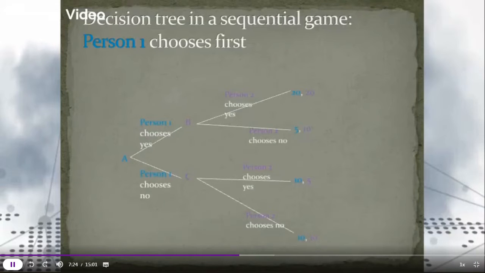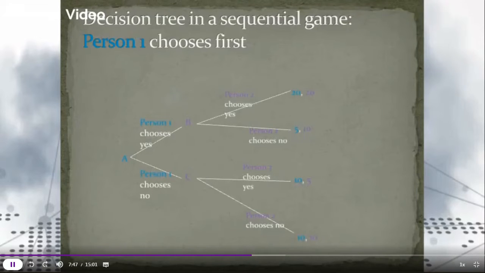So how do we read this? Because there are two people playing, there are two values. The last value corresponds to the last player who has made the move. So over here, who is the last player? Person 2. So this value corresponds to this person's payoff, and this value corresponds to this person's payoff.